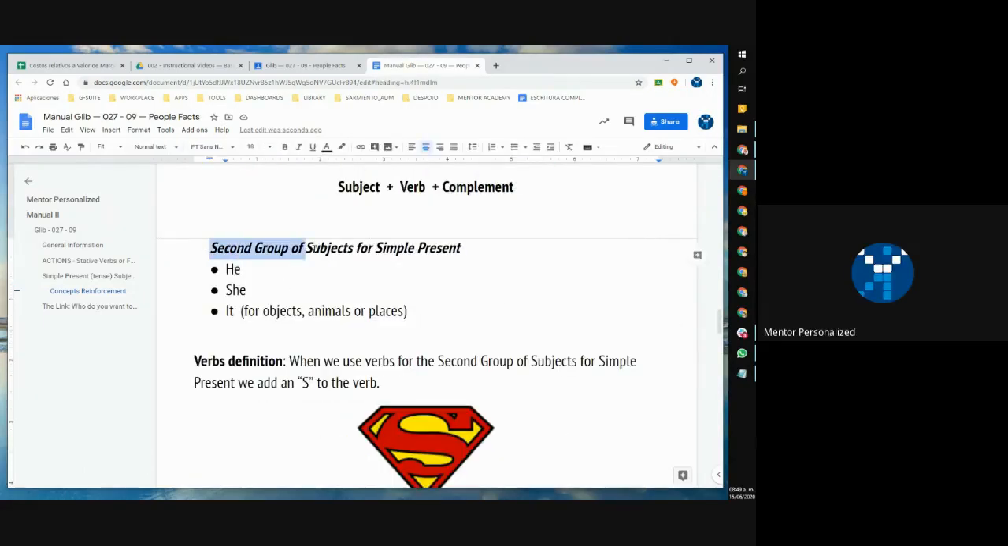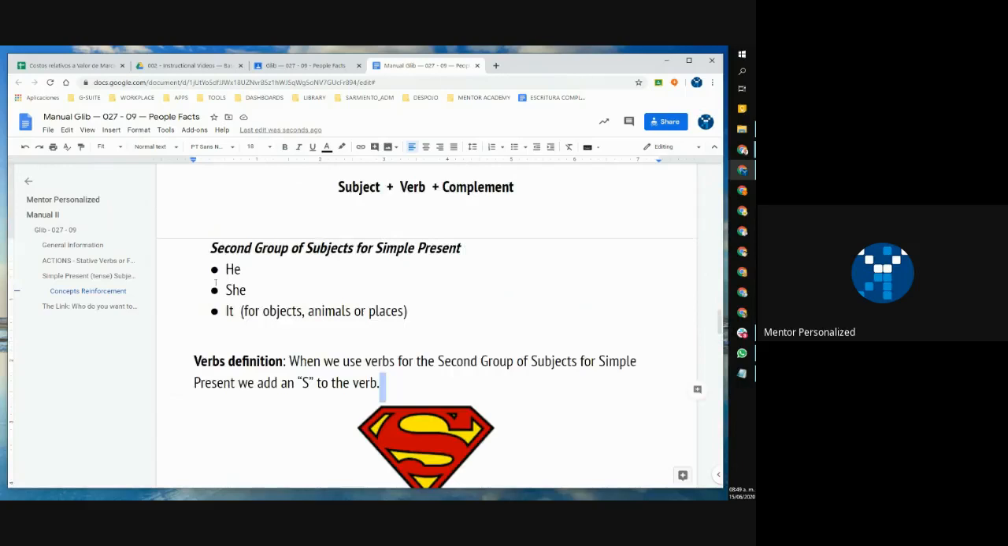Very good. In this case, the second group of subjects for simple present is composed of the subjects he, she, and it. Repeat: he, she, it. Very good. It is for objects, animals, or places, okay?